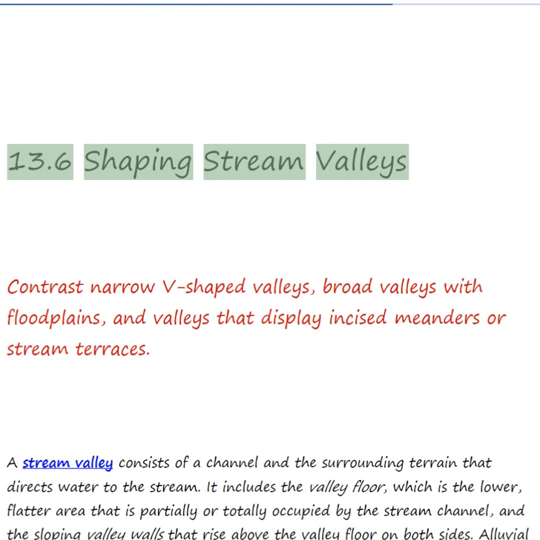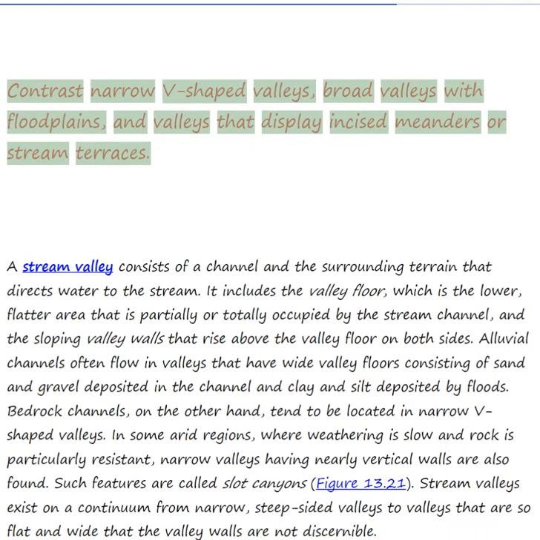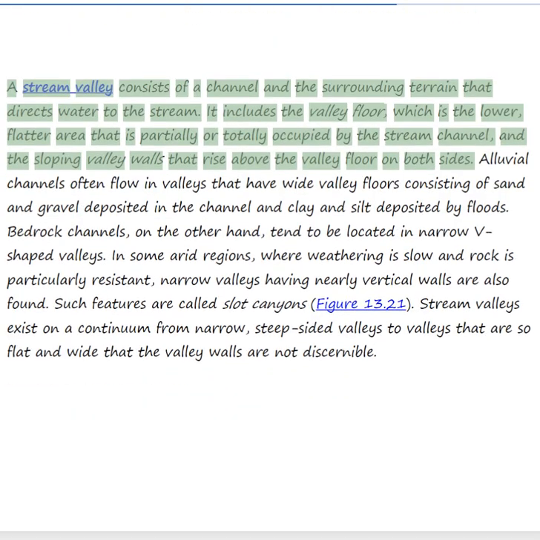13.6 Shaping stream valleys. Contrast narrow V-shaped valleys, broad valleys with floodplains, and valleys that display incised meanders or stream terraces. A stream valley consists of a channel and the surrounding terrain that directs water to the stream. It includes the valley floor, which is the lower, flatter area that is partially or totally occupied by the stream channel, and the sloping valley walls that rise above the valley floor on both sides.